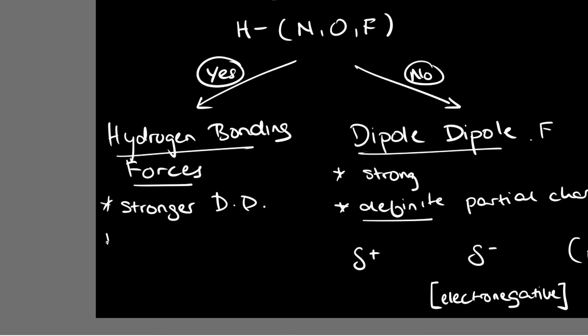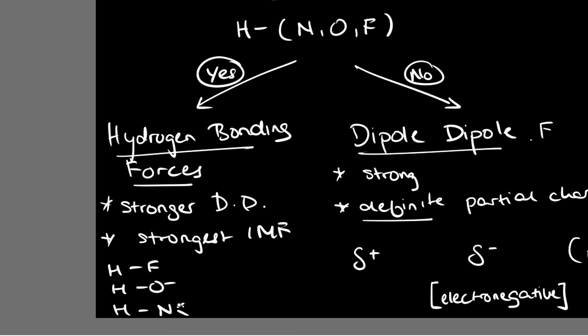It is the strongest IMF. And obviously, it's found with hydrogen and fluorine, hydrogen and oxygen, and hydrogen and nitrogen. This is because it can bond with other elements or atoms.